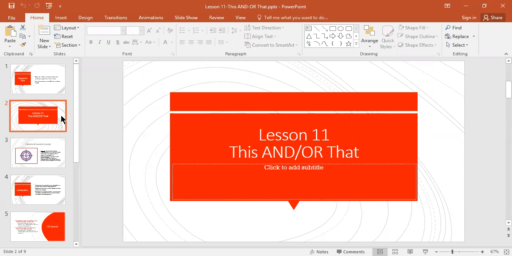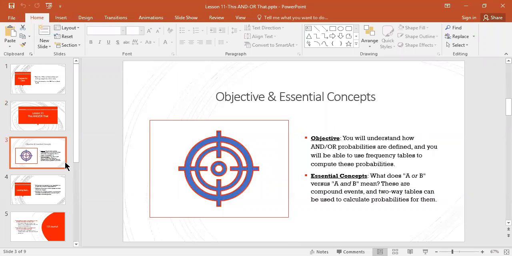So the goal of our lesson, our objective, is that we're going to be understanding how and or probabilities are defined. And we're going to be able to use frequency tables. You guys remember frequency tables? Our little yes, no answer question thingies, right? Frequency tables to compute, aka calculate, the probability.